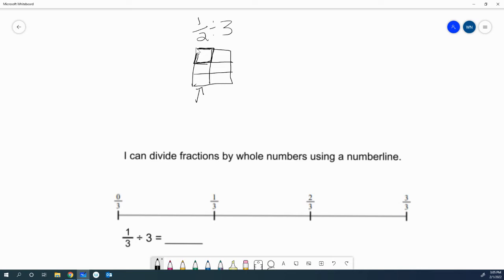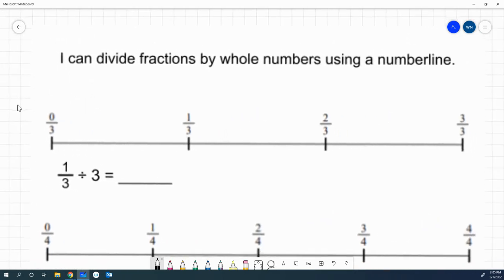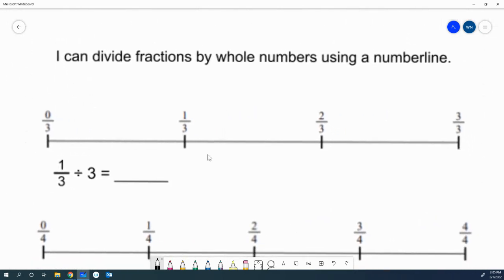So today's going to be pretty similar, except we've got a number line that has to be divided up, and then we're going to be looking for one single piece in that number line. Let's go ahead and dive into that very first question. We've got 1/3 divided by 3. So first things first, I'm going to go ahead and find my 1/3.